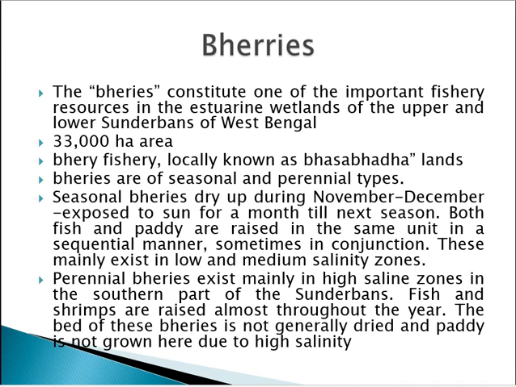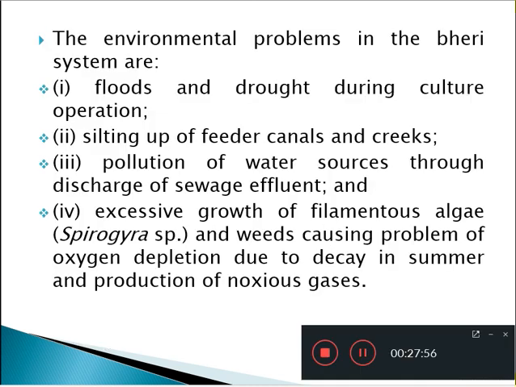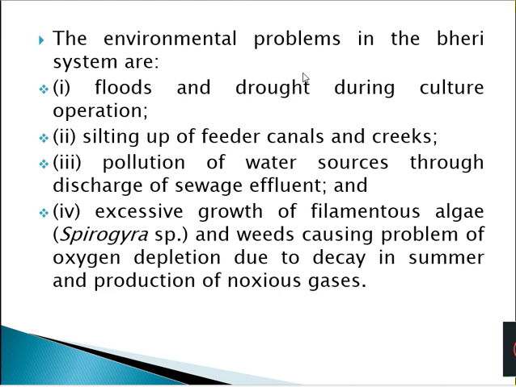But there are some environmental problems in the berry system. The flood and rot during culture operation may inhibit the culture. Silting up of feeder canals and creeks may occur. That will also affect the culture. Pollution of water sources through the discharge of sewage effluent. Excessive growth of filamentous algae and weeds will cause the problem of oxygen depletion, because they decay in summer and they lead to the production of noxious gases.